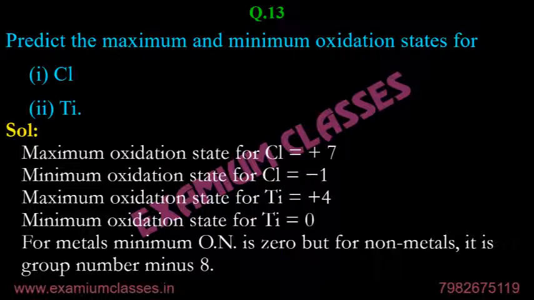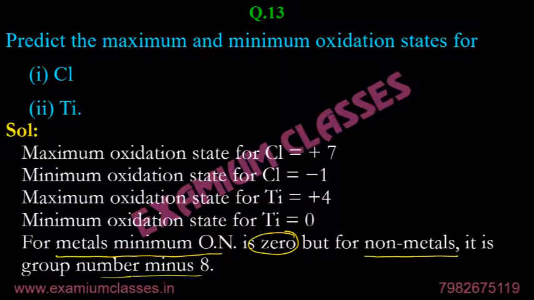So as I said, for metals, minimum oxidation state is 0. For non-metals, yes, it can be group number minus 8. That is possible, but for metals, no negative oxidation state.